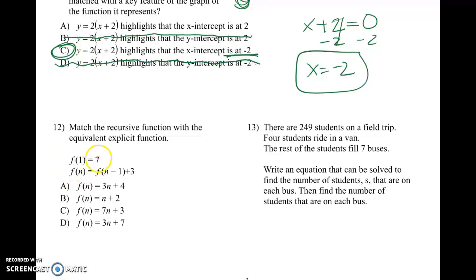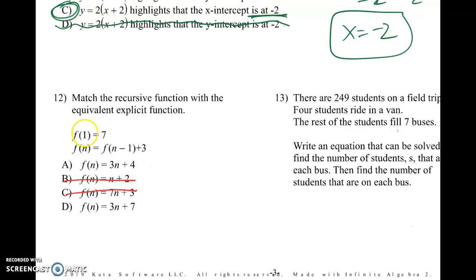The first is 7. Then the next one, you take the previous term and add 3. So it would be 7 plus 3. And then to get the next one, you'd add another 3. To get the next one, you'd add another 3. So for each one, you're adding 3. So I like to think about that as my slope or my rate of change, right? It's what's changing each time, you're adding 3, adding 3, adding 3.